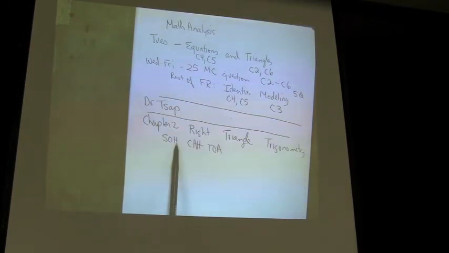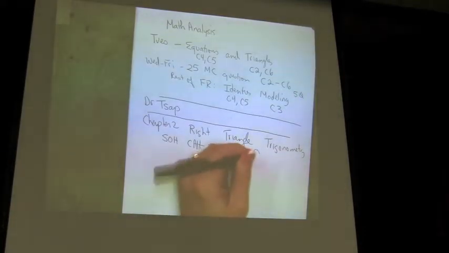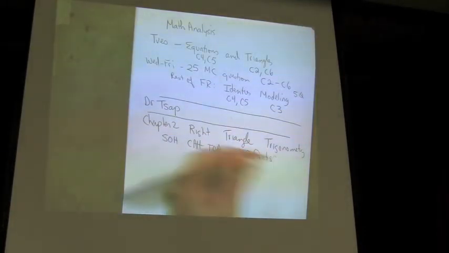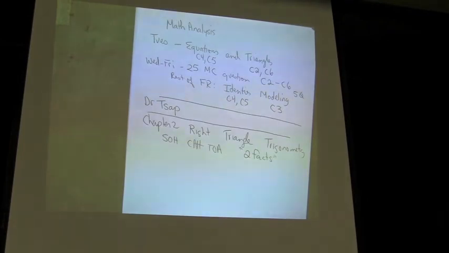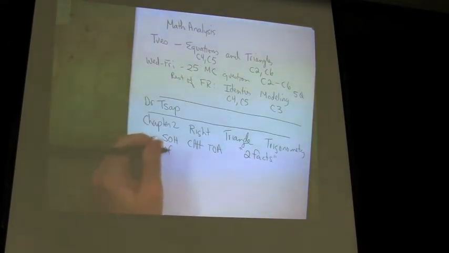Sine is opposite over hypotenuse, cosine is adjacent over hypotenuse, and tangent's opposite over adjacent. So all you had to know is 2 facts. And if you had 2 facts, you could solve everything else having to do with the triangle. Okay? The chapter began with the idea of what a reference angle is.